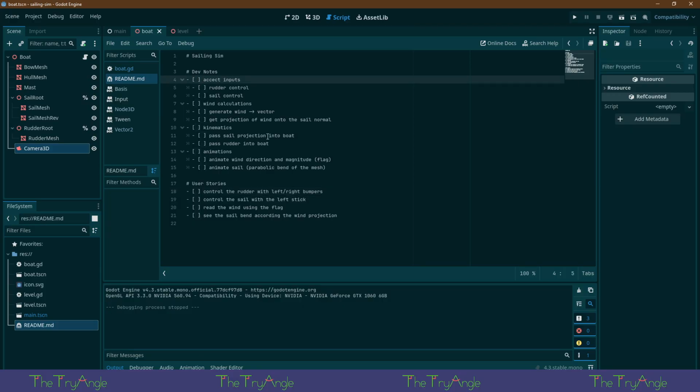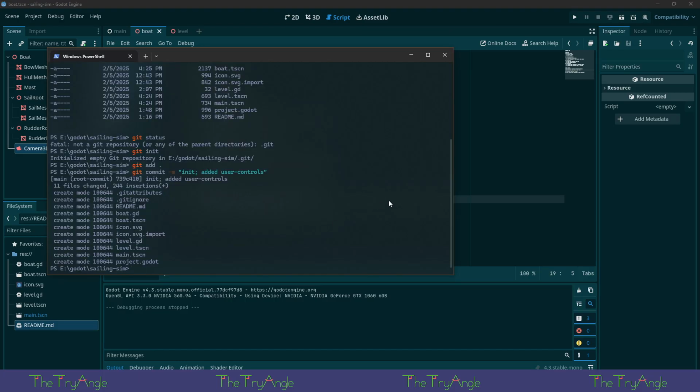Oh, forgot to update the README file. Rudder control, sail control. Let's see. We're not doing this. We pass rudder into boat. We're technically doing that, though it's not. Yeah, we'll just say this. Control rudder with the bumpers. Control sail. Whatever.